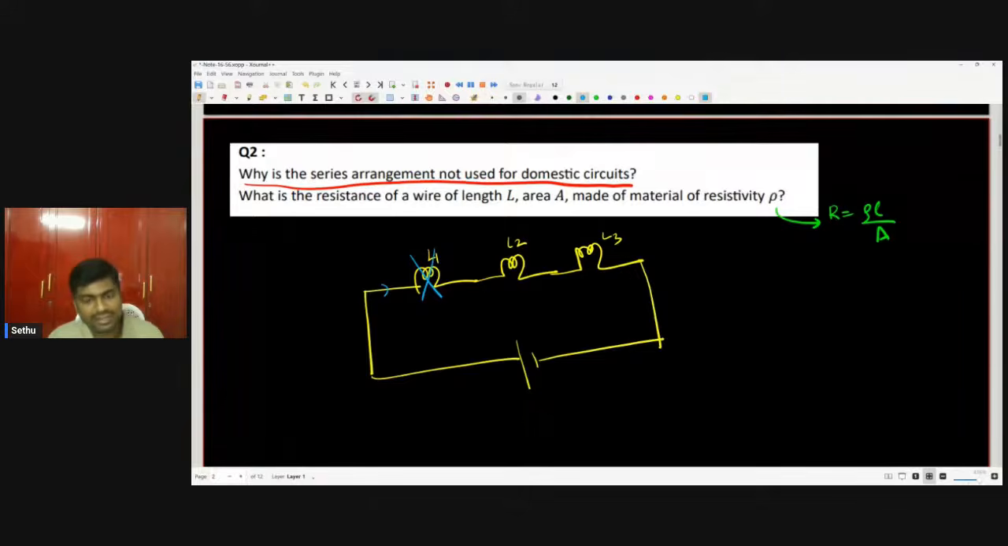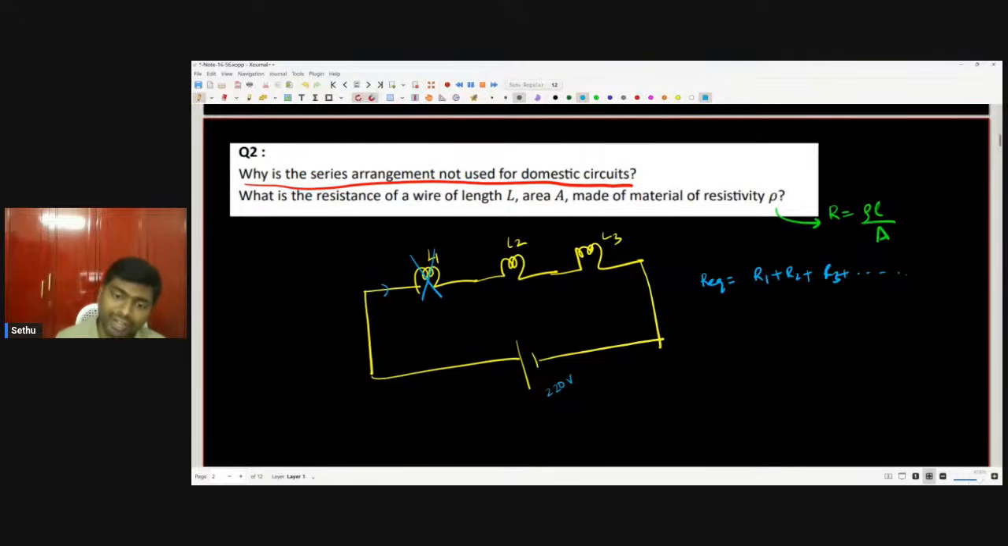You will have geysers, you'll have refrigerators, etc. So you keep connecting everything in series to a 220-volt main. Now what will happen? The more and more electrical components that you connect in series, what is going to happen? You know that the equivalent resistance in series is R1 plus R2 plus R3 plus so on. So supposing if you connect 10 different appliances, your R equivalent is going to be really high.